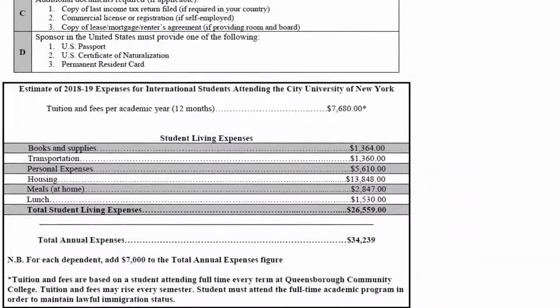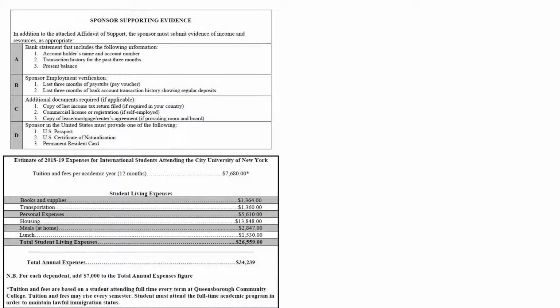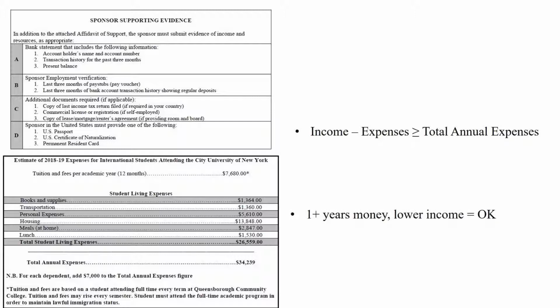To cover the second 2 years of study, the difference between a sponsor's income and expenses must not be less than the total annual expenses listed on page 4. If the sponsor has liquid assets that can cover more than 1 year of study, however, this may compensate for lower income.